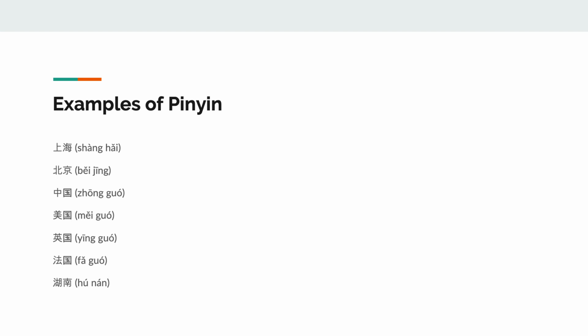The next slide is place names in Chinese. Shanghai means Shanghai. Beijing means Beijing. 中国 means China. 美国 means America. 英国 means England. 法国 means France. And Hunan means Hunan.